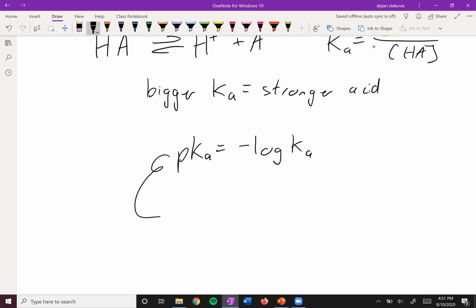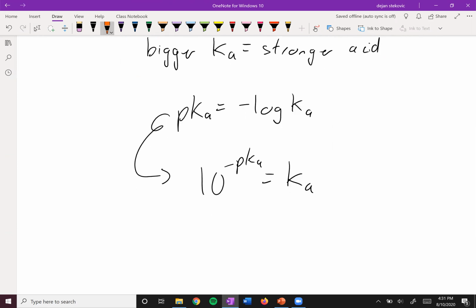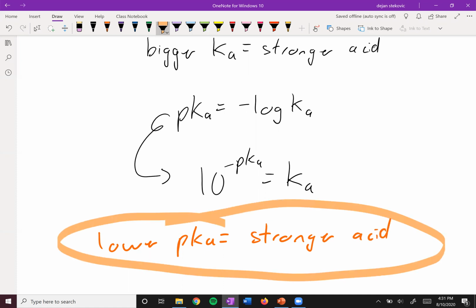And then if you want to reverse it, right, a lot of people do the math wrong here. It's 10 to the negative pKa is equal to the Ka. And so if you have a pKa of 10, that means your Ka is 1 times 10 to the negative 10. And so they're actually inversely proportional. A lower pKa is equal to a stronger acid. And in this course, we're only going to talk about pKas. So don't even worry about Kas. We're strictly sticking with pKas.